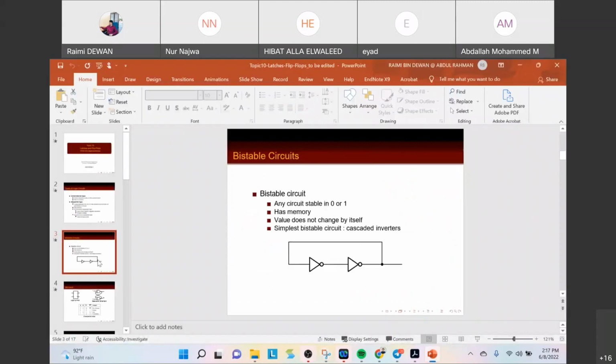Then we go to the next page, which is the bistable circuit. This one is very simple, the simplest one. Any bistable circuit is in either 0 or 1 and has a memory, because the information of the past output is fed back to the circuit. The value does not change by itself. A simple bistable circuit is a cascaded inverter.